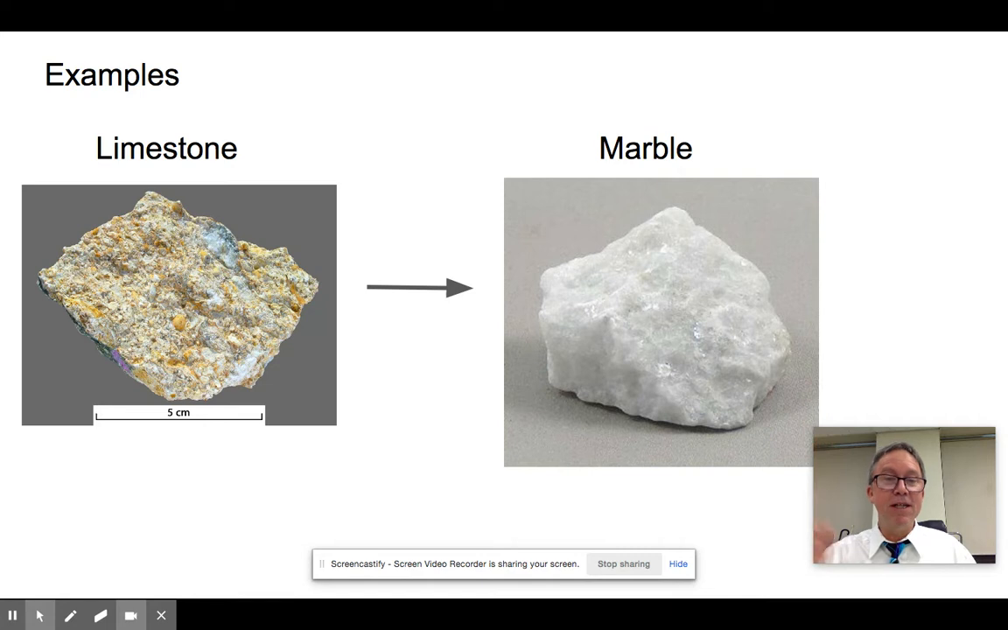Okay, so let's do a couple examples. Here's limestone. Look, there's little fossils in here, right? There's basically all this jumbled up mass of shells that are glued together. You put it under heat and pressure, and it gets converted into something quite different called marble. So I just basically took the material that was here and heated it up enough that it reformed to make this. So marble is like the metamorphic equivalent of limestone.